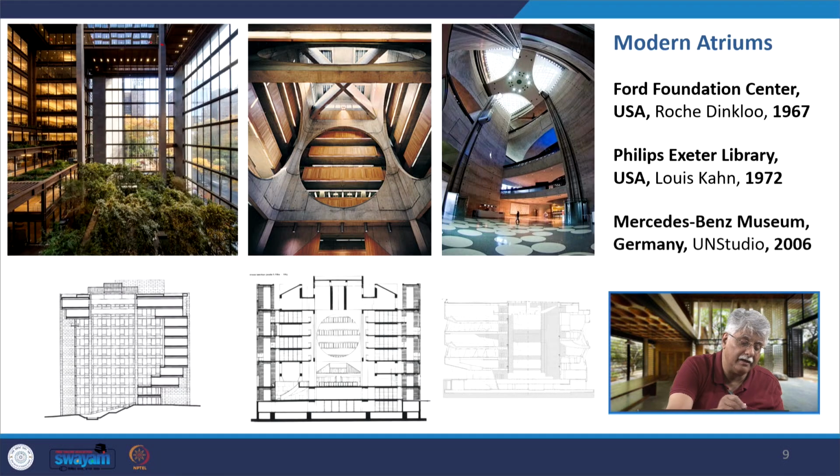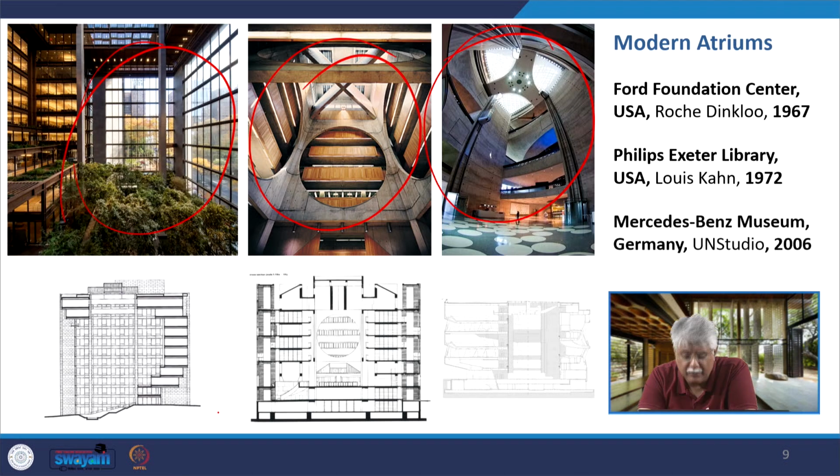It's done in 1967. Then in the Phillips Exeter Library in the USA 1972 by Louis Kahn, and in the Mercedes-Benz Museum by the UN Studio in 2006. The principle is all of them are drawing light from above, in this case from here, but more light from the sides, whereas in this case maximum light is coming only from the top, and in this case also maximum light is coming from the top.